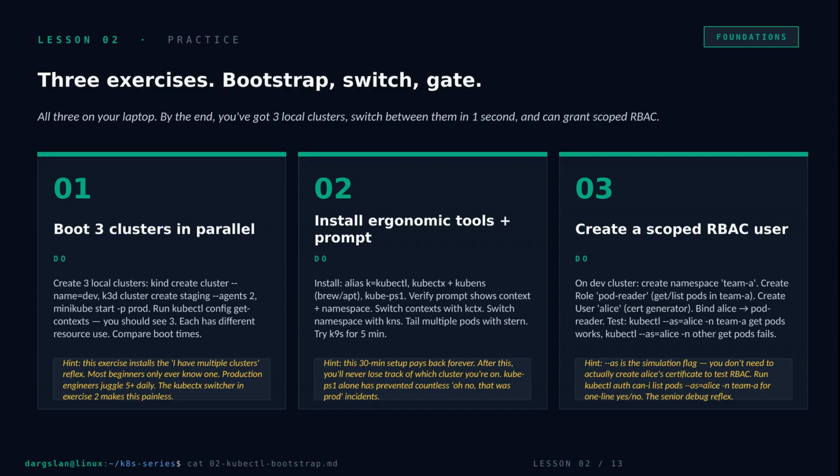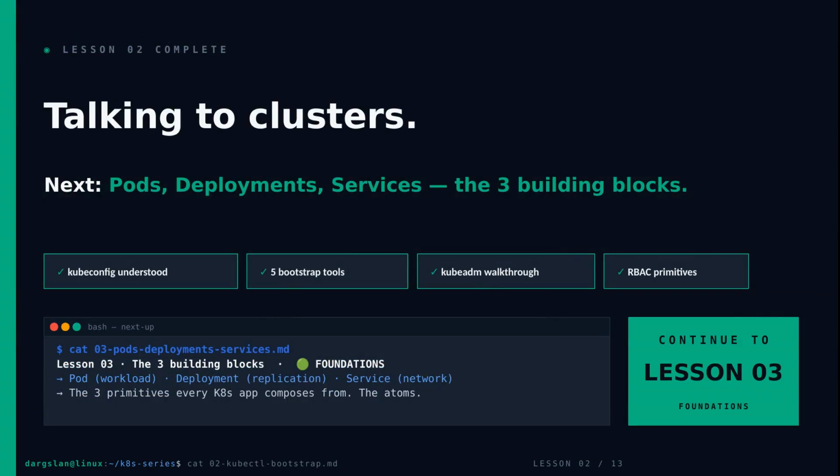That's the muscle memory. And that's lesson 2 in the bag. You now own the kubeconfig anatomy, 5 bootstrap tools, a kubeadm walkthrough, and the RBAC primitives that gate every call. Observe, bootstrap, switch, gate, locked in. Next up, we zoom from the wire into the workloads themselves: pods, deployments, and services. The 3 atoms every Kubernetes app is built from. Grab some coffee, and I'll see you in lesson 3.